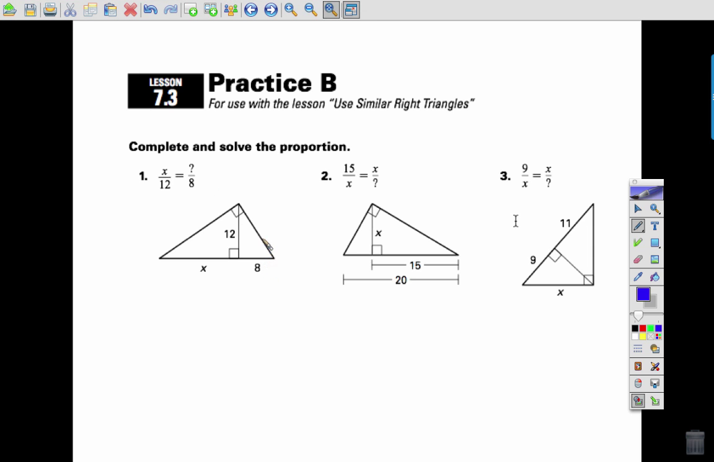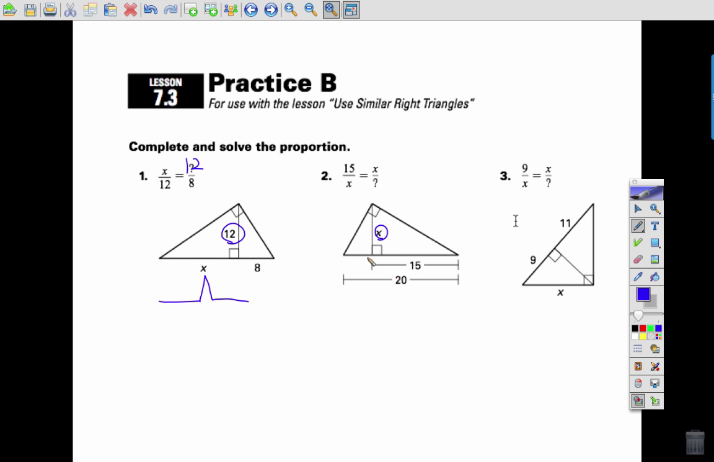This is your homework from yesterday. You have x over 12 equals what over 8. So I have x over 12. I should have heartbeat. Notice that my information about altitude is given. So it should be x over 12 equals 12 over 8. This is the geometric mean of altitude.